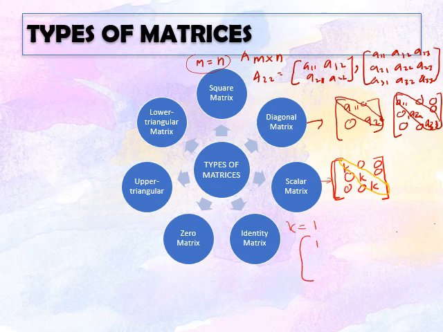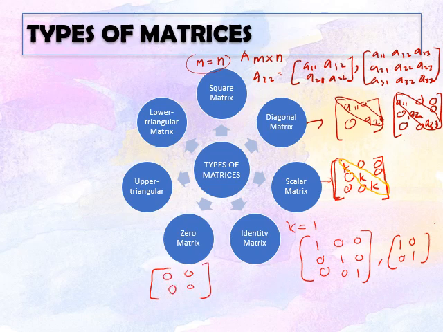So we have 1, 0, 0, 0, 1, 0, 0, 0, 1. If it's 2 by 2, 1, 0, 0, 1. This is called the identity matrix, a scalar matrix where k is 1. The entries on the diagonal are 1. How about the zero matrix? Zero matrix means the entries are zeros.